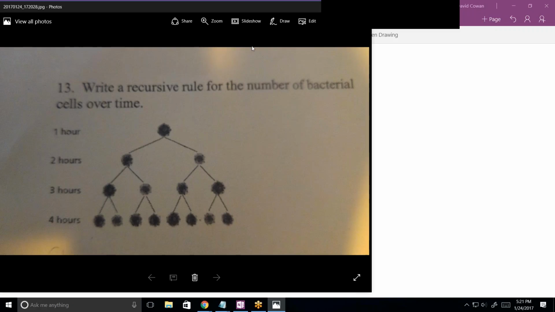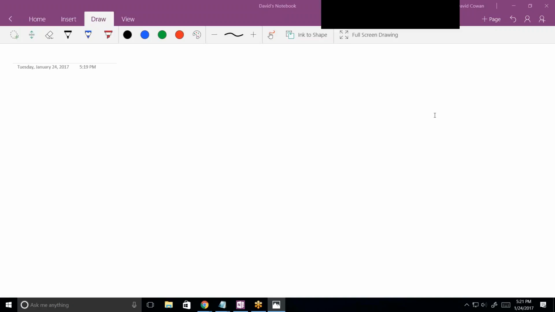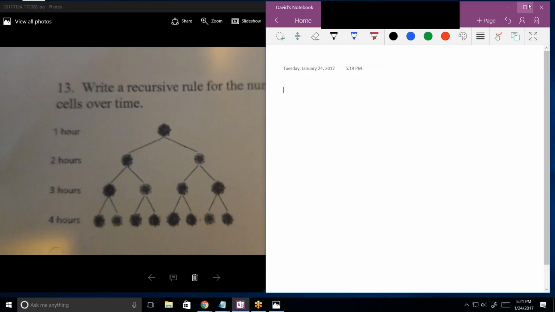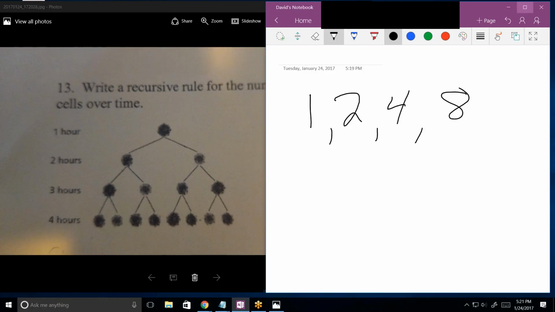So what's the sequence here? It's geometric. What's the first number of the sequence? 1. The next number? 2. What's the next number? 4. Next number? 8. That's all we needed. I didn't really need to see a picture of it.